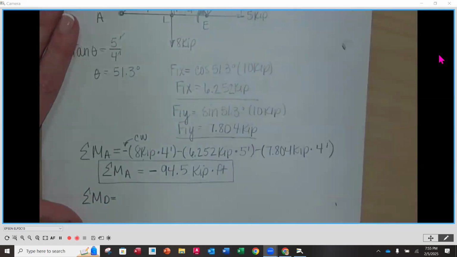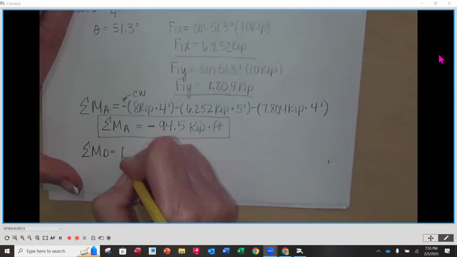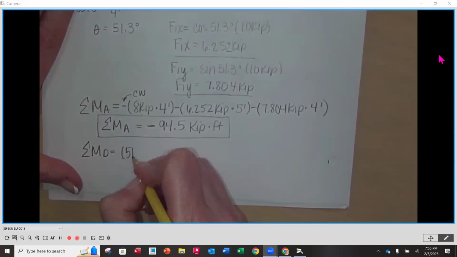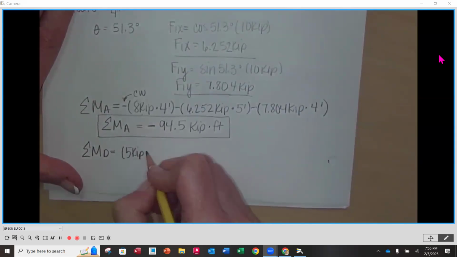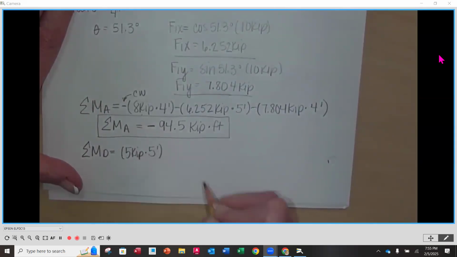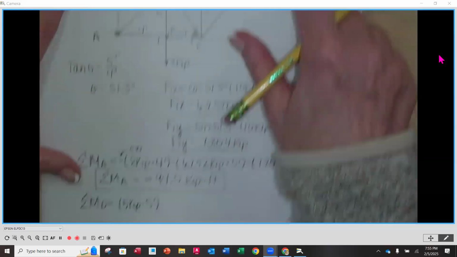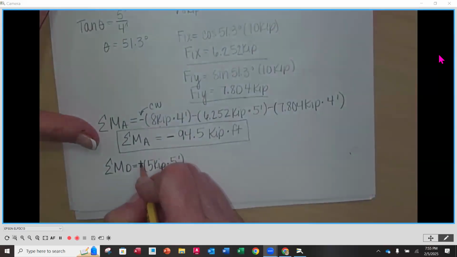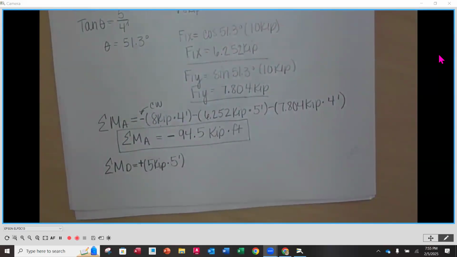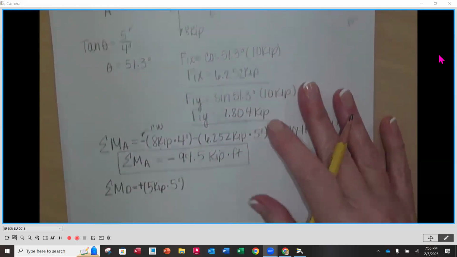So sum my moments around D. In parentheses, it's going to be 5 kips times the perpendicular distance of 5 feet. And because it's going counterclockwise, that tells me it's positive out front. So make sure you put your sign. You can do an assumed positive as your first value, but I think it's nice to do it intentionally. I will never take off points for that, but make sure that you check to be sure that it is indeed positive.